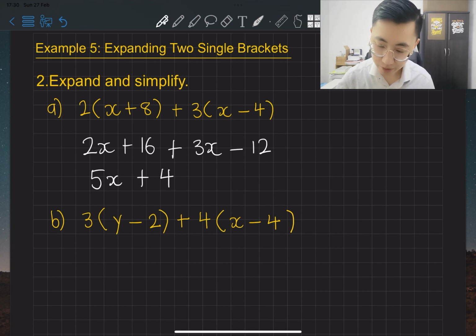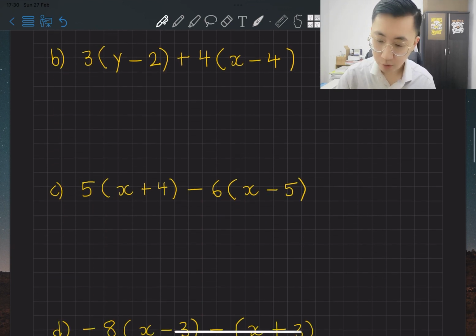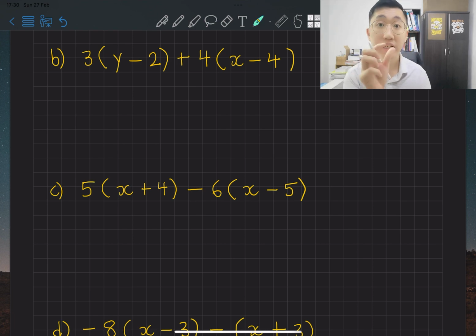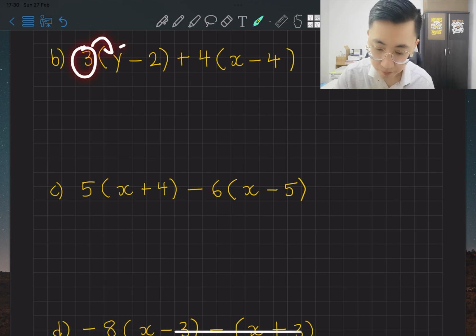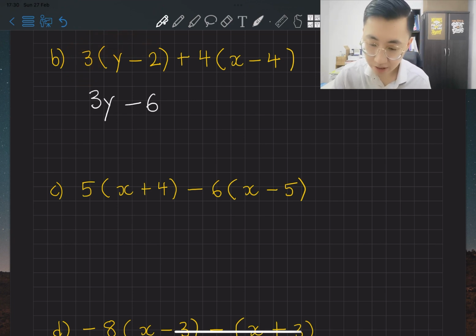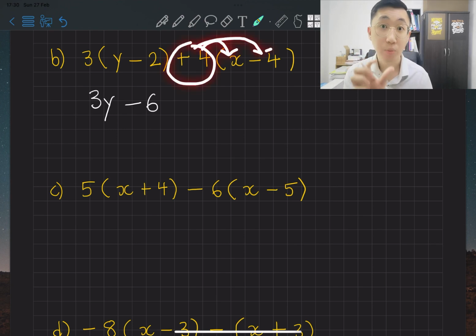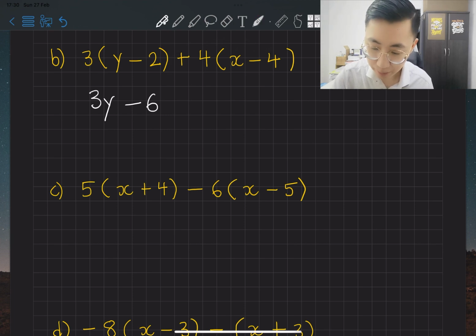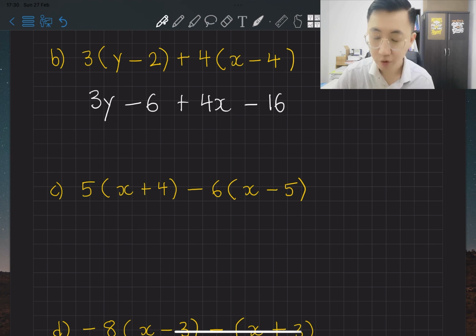Now let's go towards B. Just continue to practice. Whatever is outside the bracket, multiply in. So 3 times y and multiply with negative 2. So you get 3y minus 6. Continue to take this plus 4 multiplied in by the two terms inside the bracket. So that will be plus 4x and then minus 16. Positive times negative becomes negative.